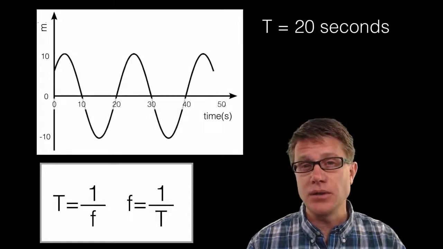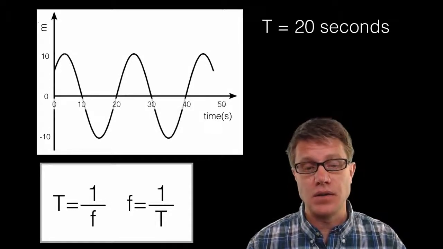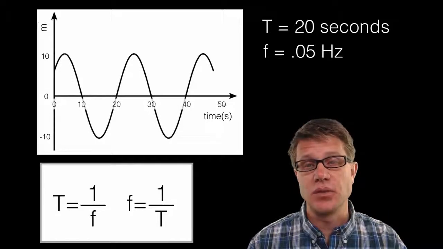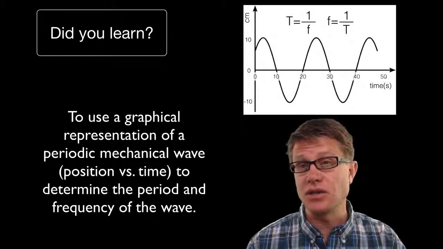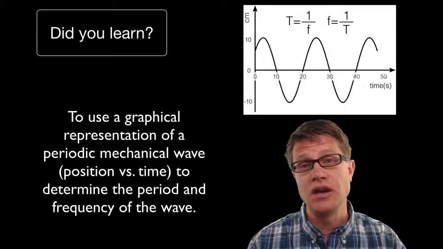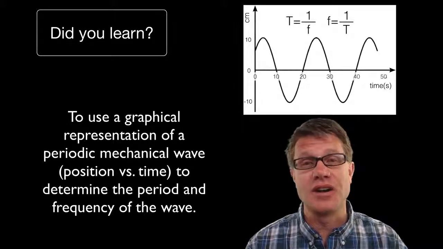If I want to figure out what the frequency is then, what's the easiest way to do that? Well, once I have my period at 20 seconds, I simply take 1 divided by the period, and I'm going to get a frequency of 0.05 hertz. And so did you learn to use a graphical representation of position versus time to calculate the period and the frequency? I hope so, and I hope that was helpful.